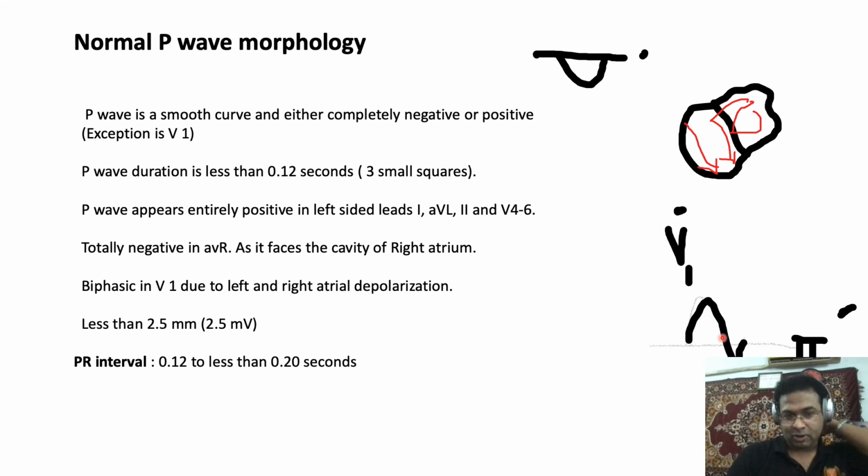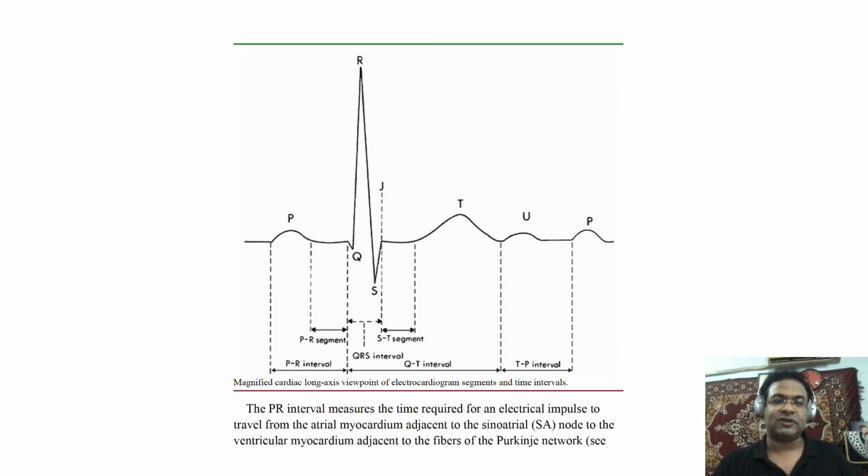Then it is always less than 2.5 millimeters or 0.25 millivolt in amplitude. This is very important to understand, that it's not only the time parameter but also the voltage parameter that is important. PR interval is always from 0.12 to 0.20. If it is more than 0.20, there is a delay in conduction. We will look at it in later lectures, what these delays can manifest as, and less than 0.12 is also abnormal. Okay, so PR interval is also to be seen.